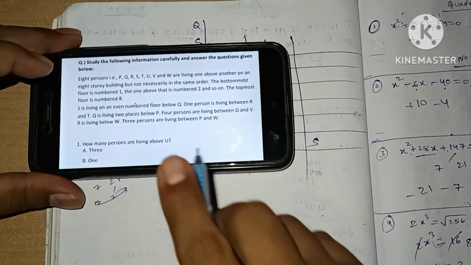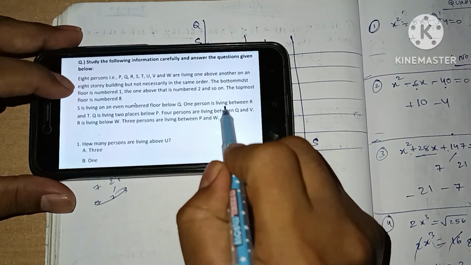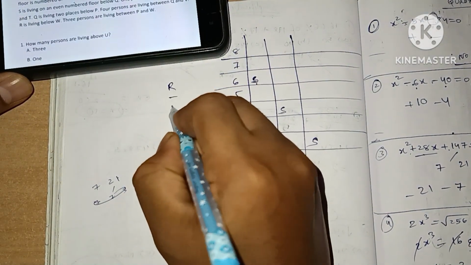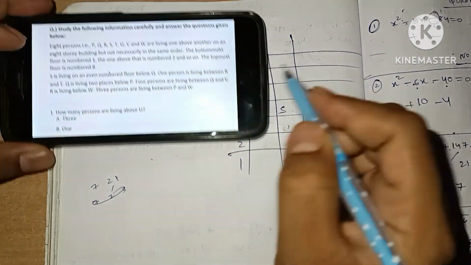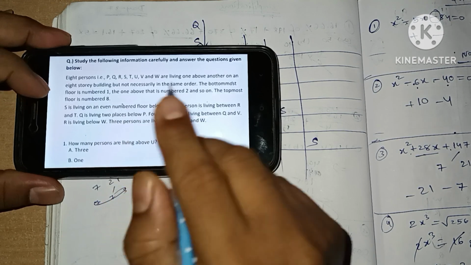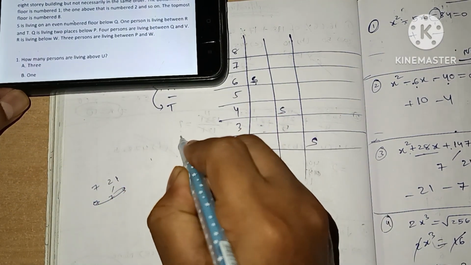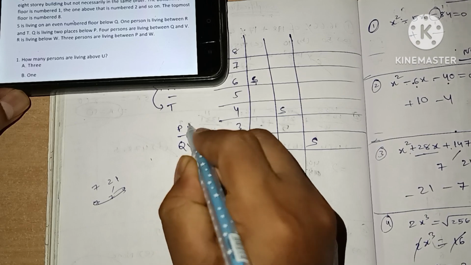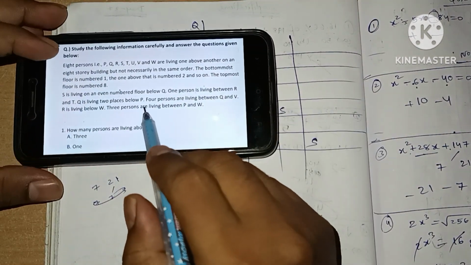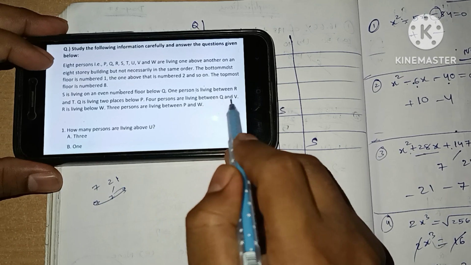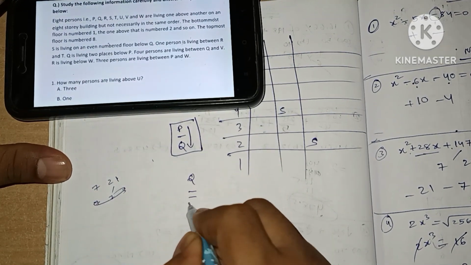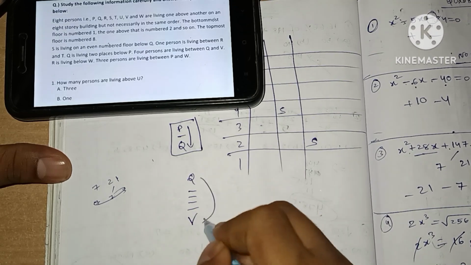Next, one person is living between R and T. One person between R and T. Q is living 2 floors below P. Q is living 2 floors below P means this one. Next, 4 people are living between Q and V. 4 people living between Q and V.